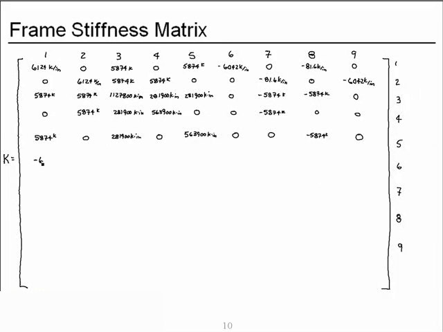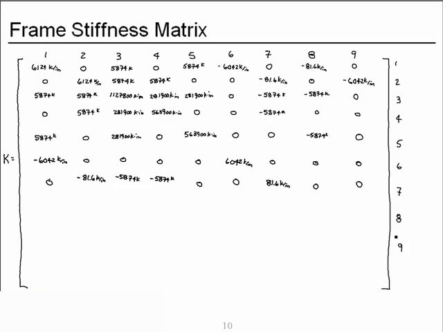So that gives us a minus 6042 kips per inch and 0, a 0 and minus 81.6 kips per inch, a 0 and minus 5874 kips, a 0, minus 5874 kips, 0, 0 in column 5, and then 6042 kips per inch and 0, 0, 81.6 kips per inch, and then zeros.